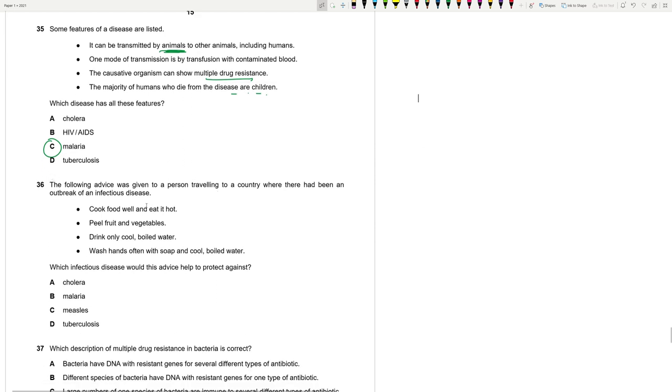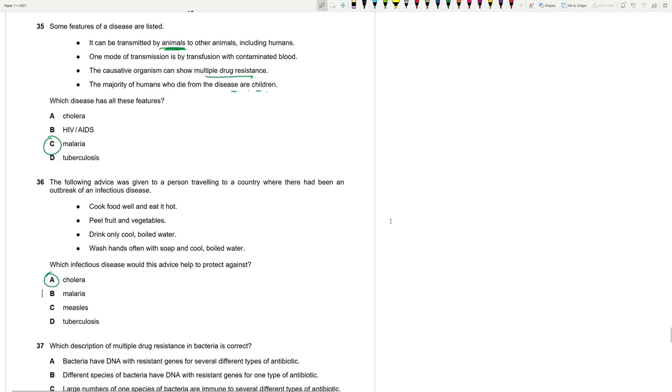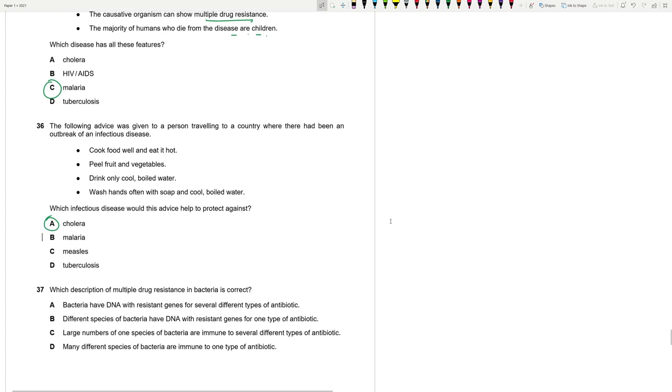The following advice was given to a person traveling to a country where there had been an outbreak of an infectious disease. Cook food well and eat it hot. Peel fruit and vegetables. Drink only cool boiled water. Wash hands often with soap and cool boiled water. So typically this is about cholera because it is transferred by the fecal route, and you need hygiene.